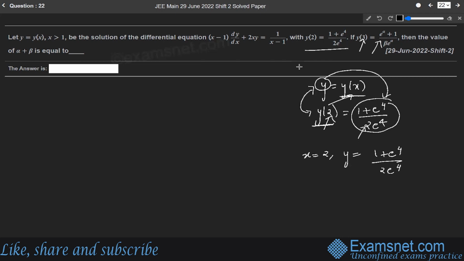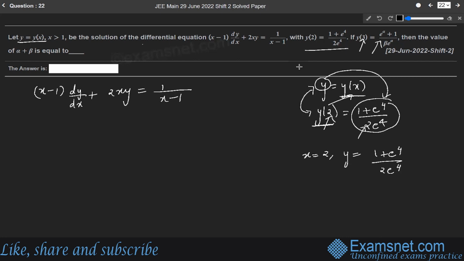And a differential equation is given here, which is (x minus 1) into dy by dx plus 2 into xy is equal to 1 upon (x minus 1). And y is equal to y of x is the solution of this differential equation. So firstly, we have to solve this differential equation.